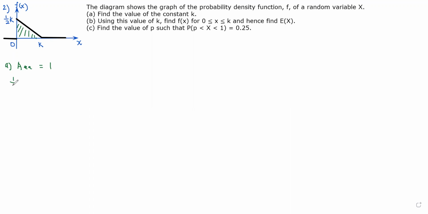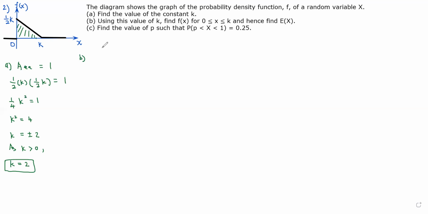The area of a triangle is half times base times height. Base has a length of k, and height has a length of half of k. This must be 1. So 1/4 k squared is 1. Multiplying throughout by 4, k squared is 4. k is plus or minus the square root of 4, which is 2. But over here, k must be positive, so we have the value of k to be positive 2.